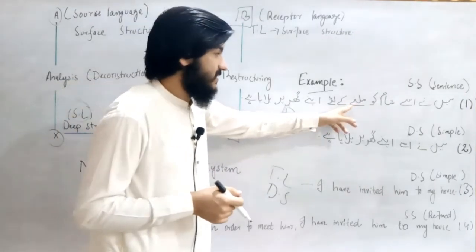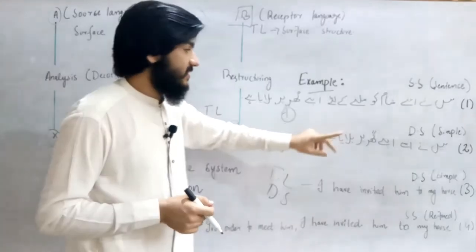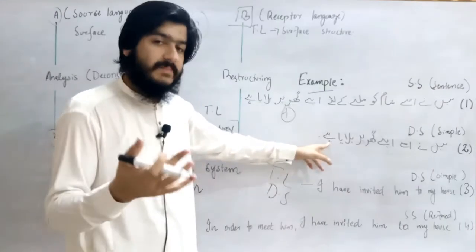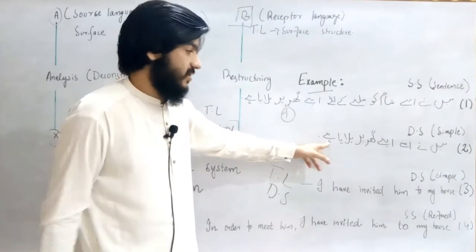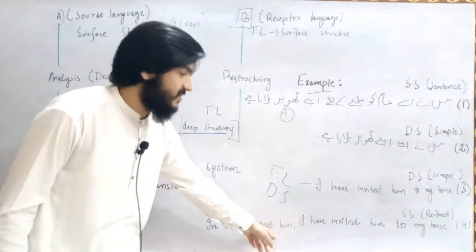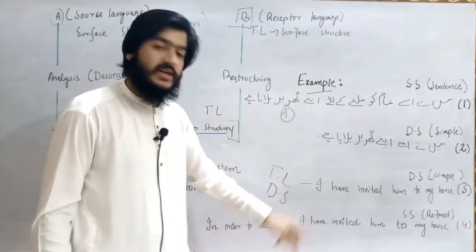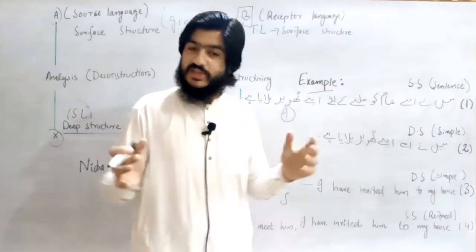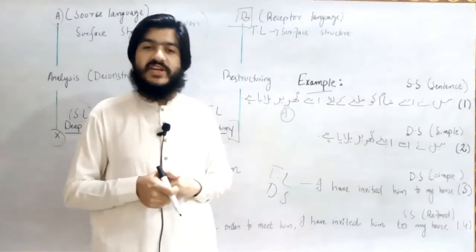So this is the basic statement. This is the deep structure, the simple main idea conveyed here. This is the deep structure in simple English, and this is the surface structure of the target language in refined English. So this was all about Nida's three-stage translation.